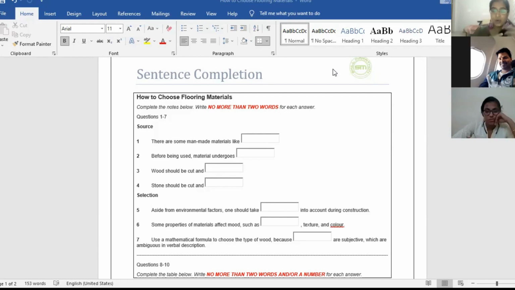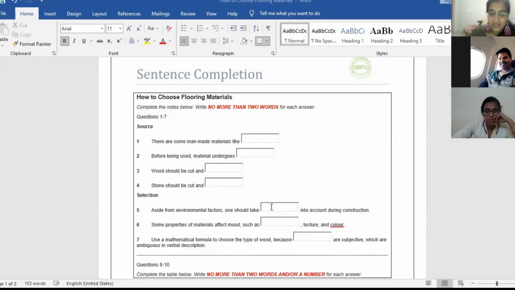All right. So the third answer is wood should be cut and seasoned. I know it did not come in one sentence itself. He talks about cutting wood and stone together, and then he says wood needs to be seasoned and stone must be polished. So wood should be cut and seasoned. Fourth answer is polished. Aside from environmental factors, one should take the cost into account during construction. So he mentions the cost in the same context.